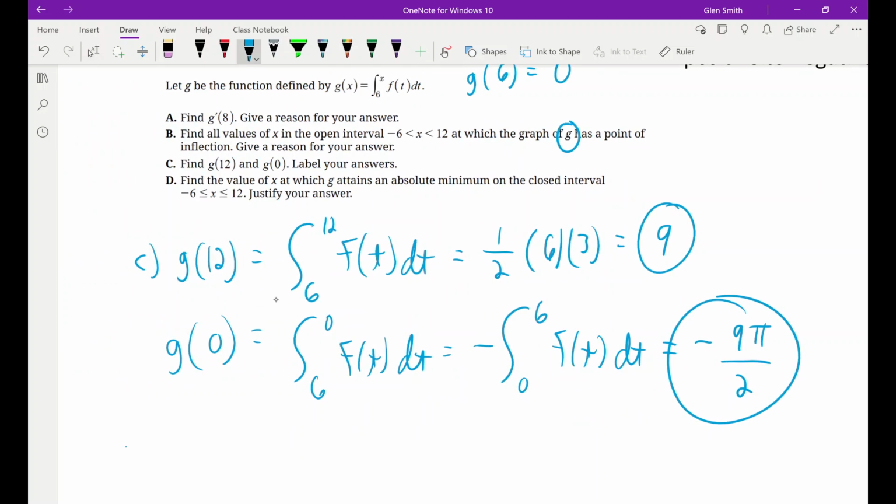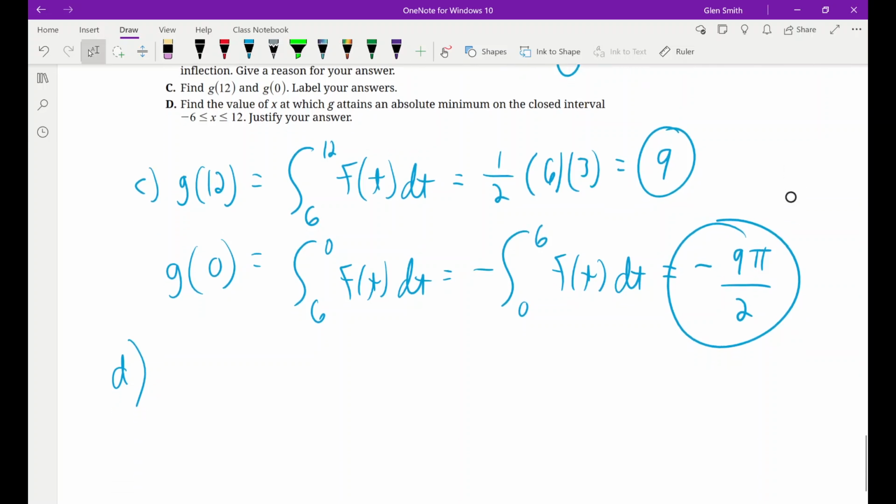All right, and then D. Find the value at which g attains an absolute min. I'm so glad they asked this question. I promised my students they were going to ask to find absolute max and mins a handful of times, and here's the second time they've done it to us. But we're going to do our 4 steps for this.